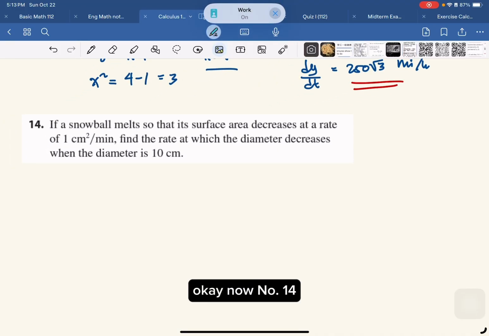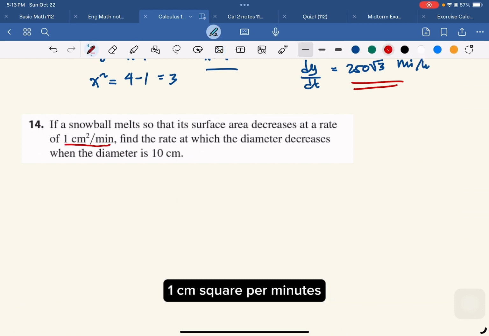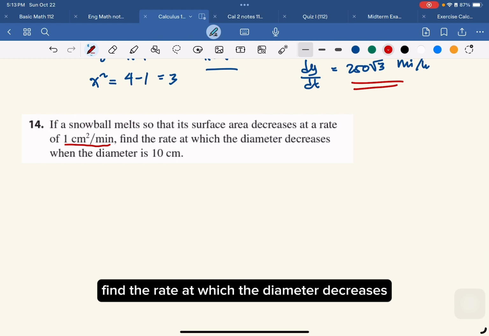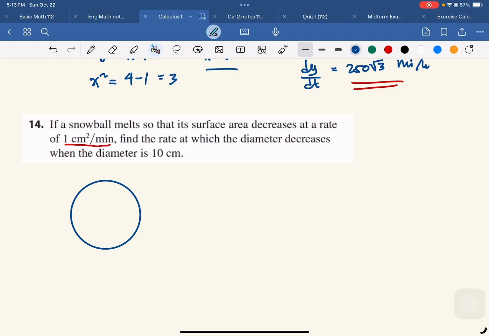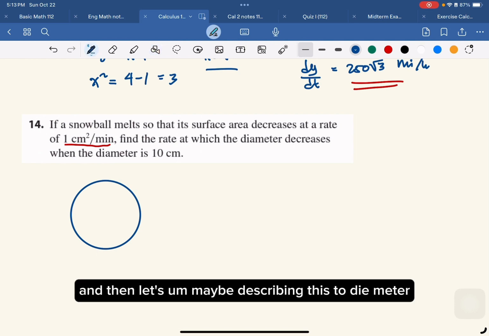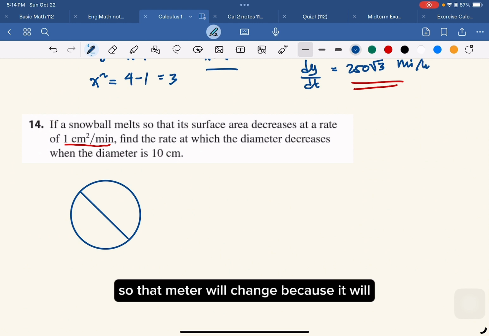Okay, now number 14. We have a snowball that melts and the surface area will be decreasing at a rate of 1 centimeter squared per minute. Find the rate at which the diameter decreases when the diameter is 10 centimeters. So perhaps we need to describe this. Let's say that's our snowball, and then let's describe the diameter. The diameter will change because the snowball is melting, right?